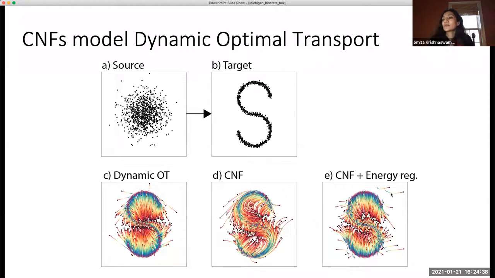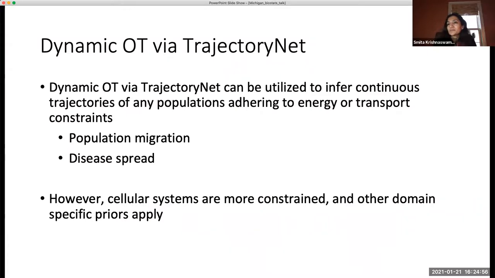So when we regularize with what we call our energy regularization, we start to get something that more resembles this than this. But it's still an approximation. You see, it still has some components that are flowing. So the higher you penalize that, the more you get something that's strictly dynamic optimal transport. Our network that we call TrajectoryNet can already be used to infer certain continuous trajectories.